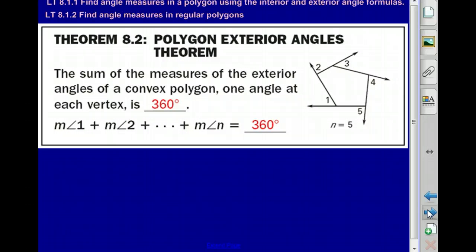Polygon exterior angle theorem. The sum of the measures of the exterior angles of a convex polygon, one angle at each vertex, is 360. So if I take one of the exterior angles at each vertex and add them together, my answer will be 360 degrees. Remember that from each vertex I can get more than one exterior angle, so I'm only taking one angle from each vertex.